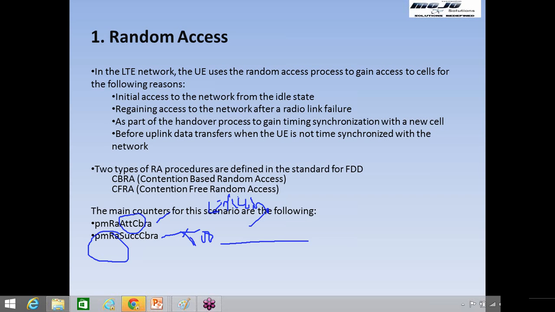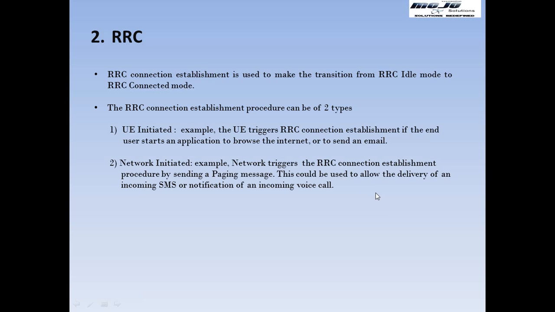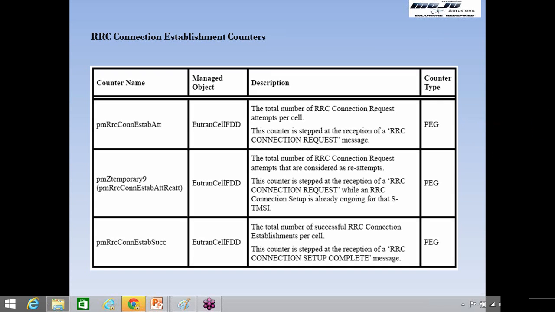So once you divide this by this and multiply by 100, you get the success rate for random access. Okay, but when we calculate the call setup success rate, random access is not part of it. Why? We will explain it later, but it's not part. But RRC is part of the overall call setup success rate or accessibility. Once this is established, RRC, what are the counters? These are the counters which affect RRC. What are these counters and how do they work? We will discuss in detail in our sessions to come.